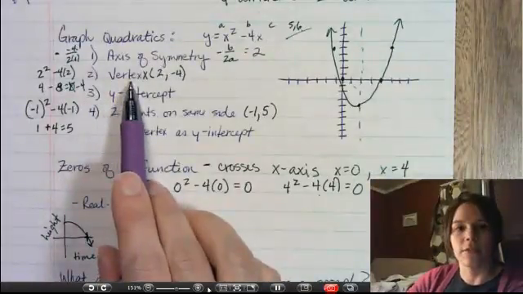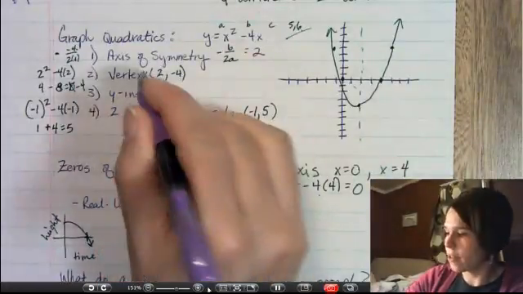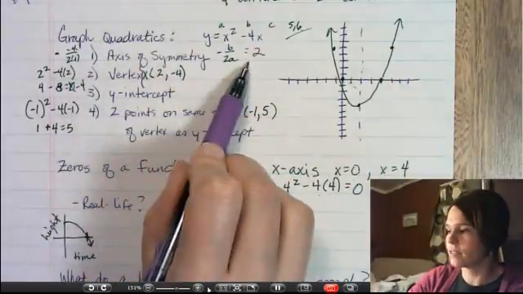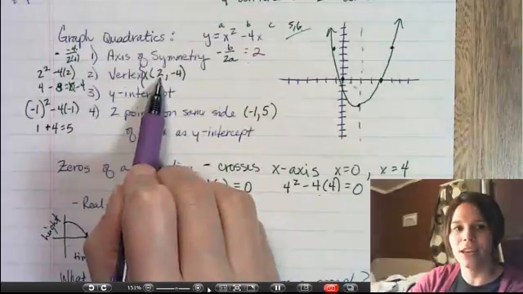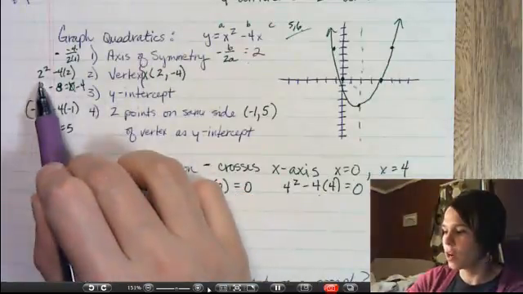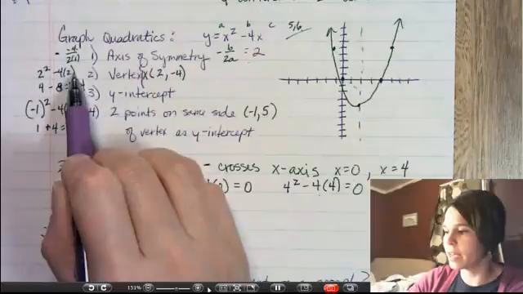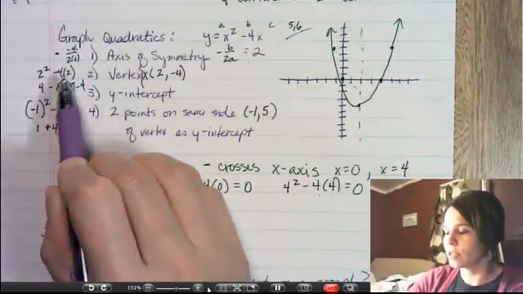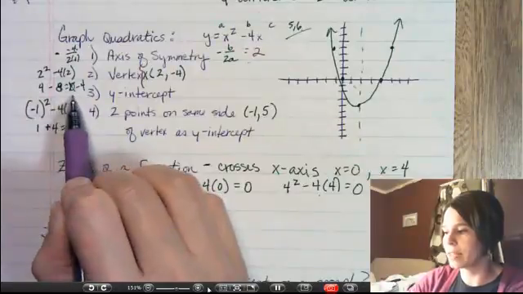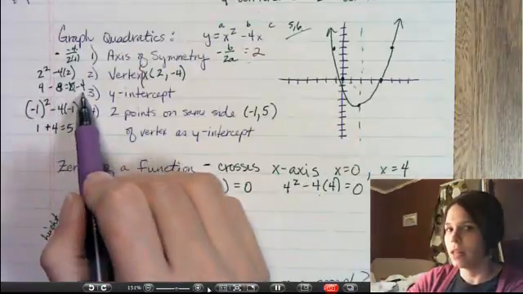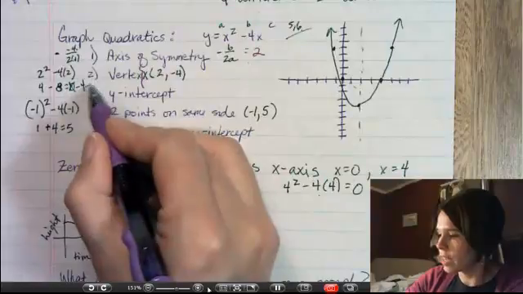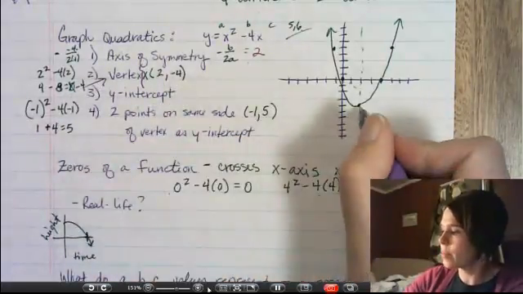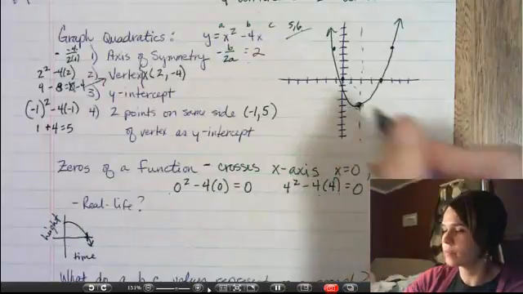Second step is to find my vertex. I take my x value, so I take this x value of my axis of symmetry, 2, and I plug it in to my equation. So here I plug it in, 2 squared minus 4 times 2. So 2 squared is 4 minus 4 times 2 is 8. So 4 minus 8 is negative 4. So this kind of goes up on this step. So my vertex is at 2, negative 4. So I went ahead and plotted that over here.